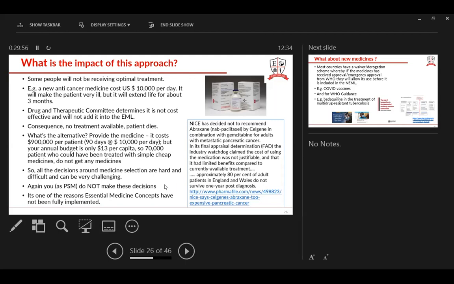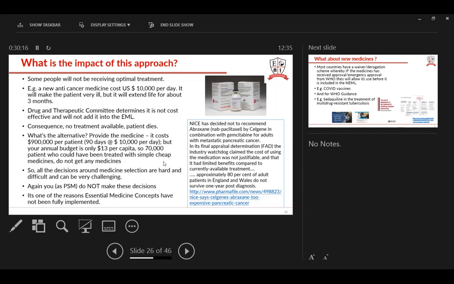What is the impact of the approach that we'll be looking at? Like Andy mentioned, the Drugs and Therapeutic Committee determined it is not cost effective and would not add a tool to what? The EML. This goes to our brother who asked that question. I think you get more detail on this from here.